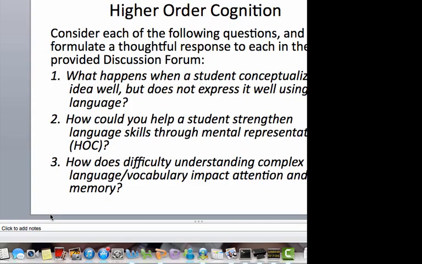And finally, the third question is, how does difficulty understanding complex language or vocabulary impact attention and memory? And that question is really designed to bring back in some of what you learned in Course 2 and start making connections across multiple constructs so that we can think about the ways they interact to give us a bigger picture or a more developed picture of student learning in the classroom.